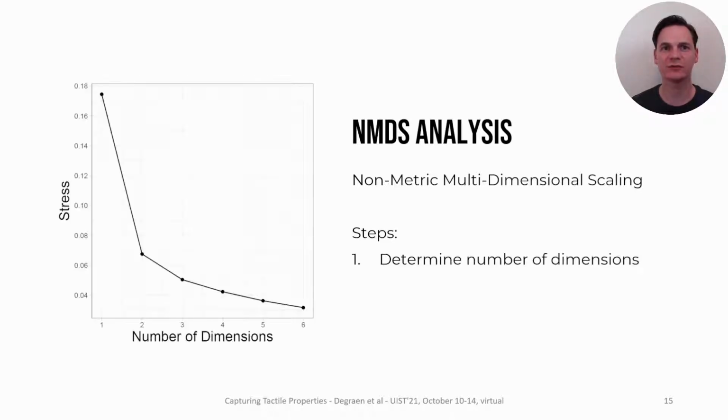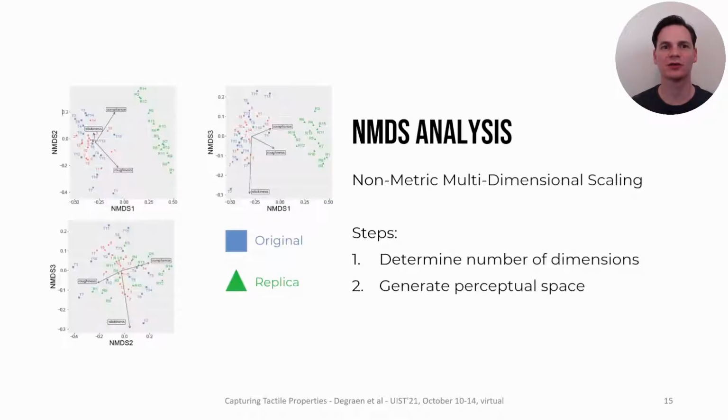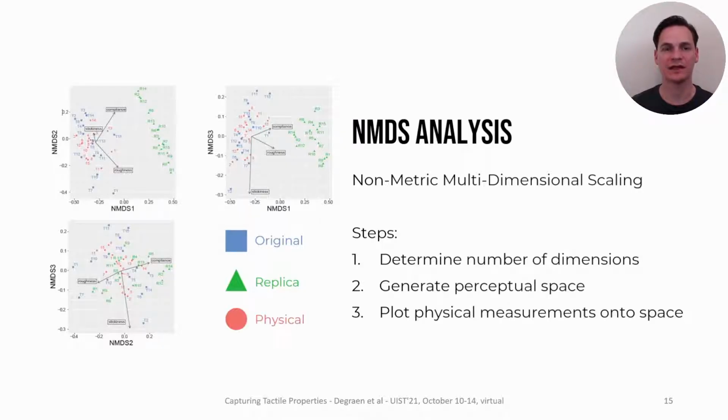Here, we first determined the number of dimensions required. In our case, 3 dimensions was selected as a suitable amount based on the associated stress you can see here in the stress plot. This also corresponds to the amount of dimensions for haptic perception in related work. Next, we generated our perceptual space and plotted the original textures and the replicated samples. Lastly, from our original sample set, we took physical measurements in terms of roughness, hardness, and stickiness. This was then transformed onto the perceptual space.